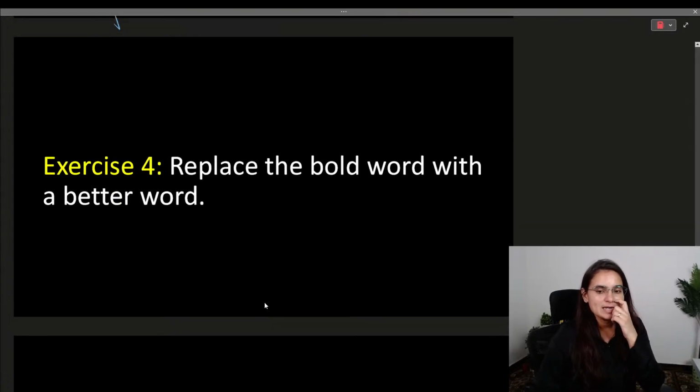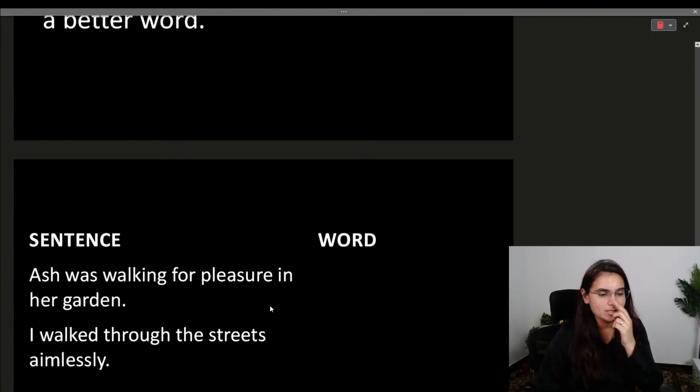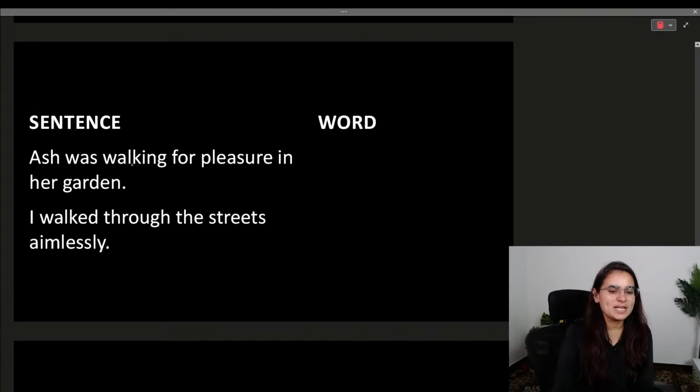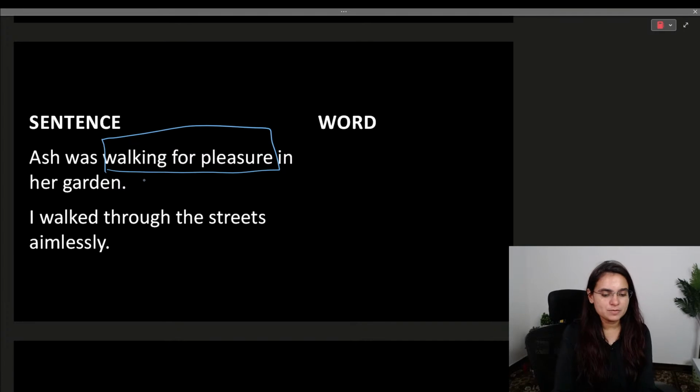Okay. Next, replace the bold word with the better word. Ash was walking for the pleasure in her garden. What is the other word for walking for pleasure? Embark is a good word. Ramble is a very good word. Ash was walking for pleasure in her garden.